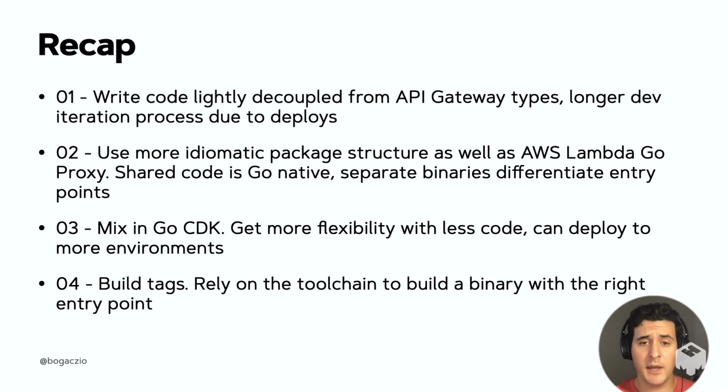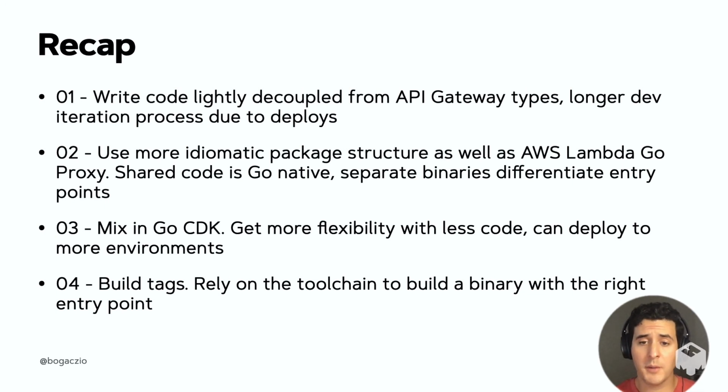So then we iterated, and when we iterated, we started using the Lambda proxy library, and we also switched to using a more standard Go package structure. And that let us have most of our code be completely agnostic to the fact that we might choose to deploy on AWS, and just limit our knowledge of AWS and API Gateway and Lambda simply to the entry point.